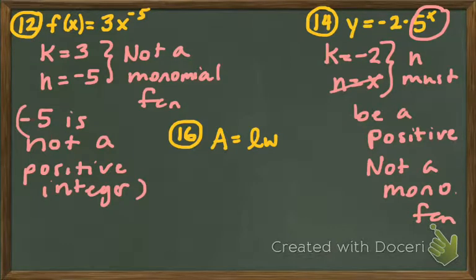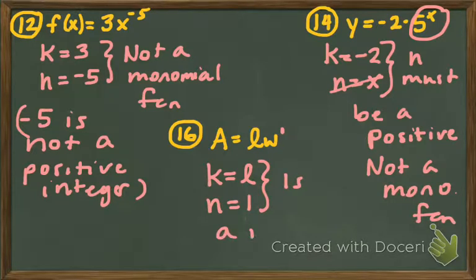And now we'll look at 16. And again, the directions did tell us that L and pi represent constants. So here we have our good friend, the area formula for a rectangle. And we can make this more explicit by putting a 1 in as our exponent on the w, because then we could say that our constant of variation is L, which was told to be constant in this set of problems, and then w to the 1 power tells us that our n is 1, so this is a monomial function.